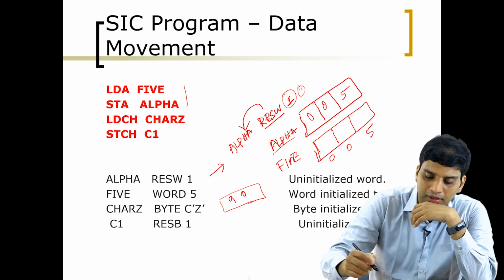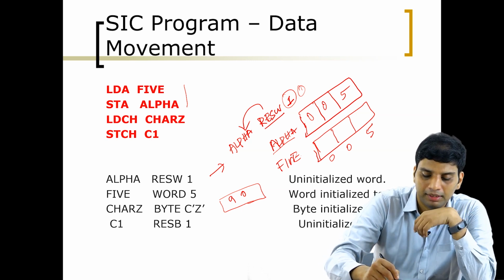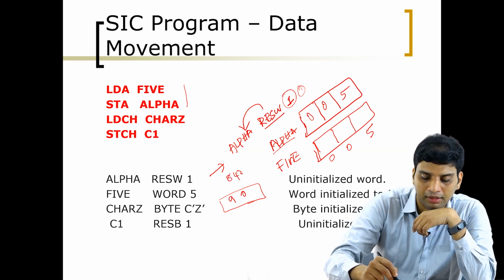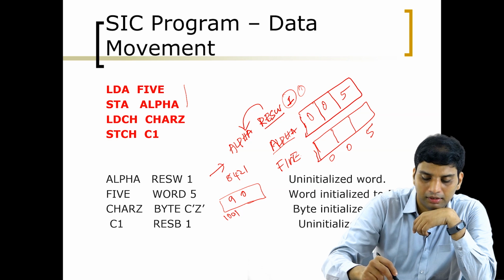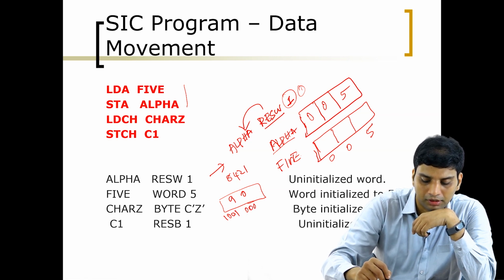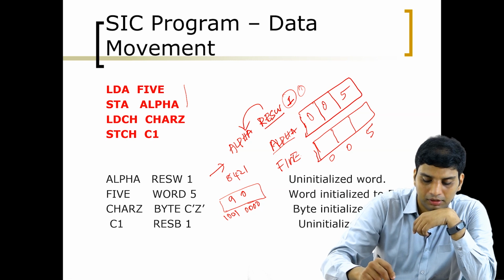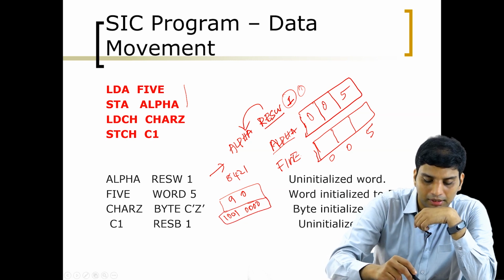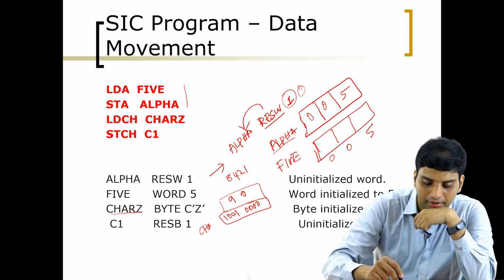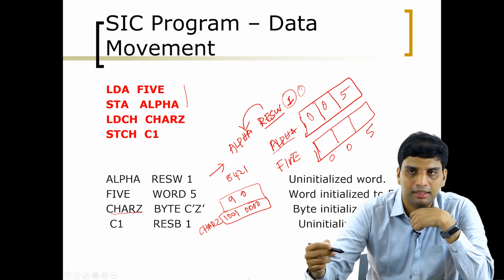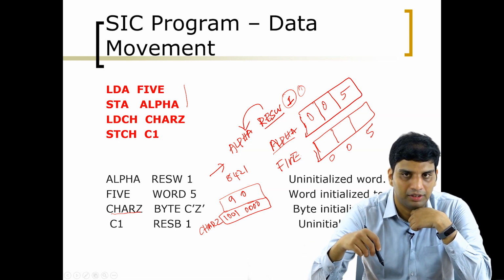How will it be stored? We have discussed that 9 will be done in the 8421 method. 8 plus 1, 9. So it will be 1, 0, 0, 1. That is 8 plus 1, 9. And 0 will be stored as 0, 0, 0, 0. So in char reset, this value will be there. Clear? In char reset, we will have this value.